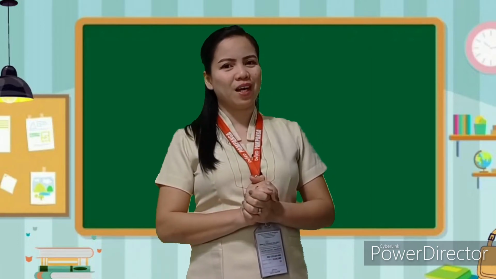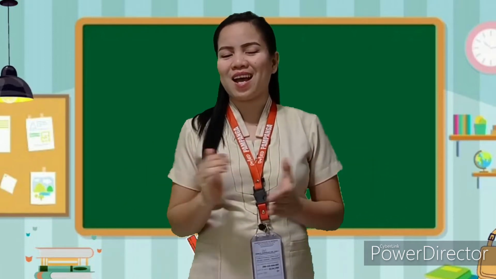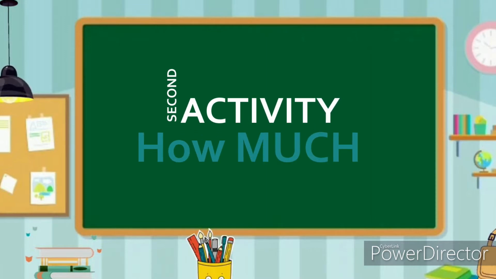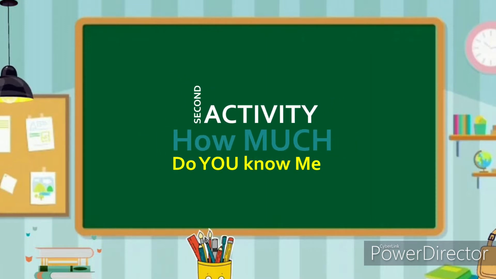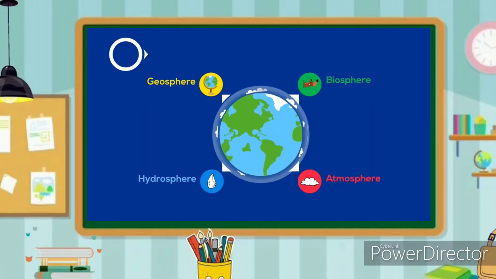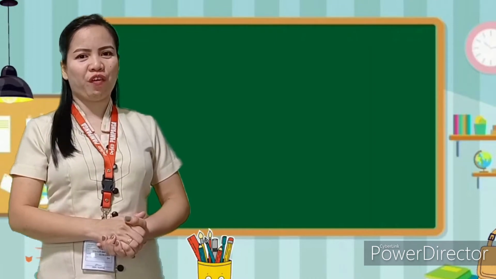Before we dig deeper and unfold the Earth's 4 subsystems, let us try to answer activity number 2. Activity number 2 is entitled, How Much Do You Know Me? The Earth has 4 spheres, the geosphere, the hydrosphere, the biosphere, and the atmosphere. Write at least one description of each sphere. Let's start. Let us answer the geosphere.